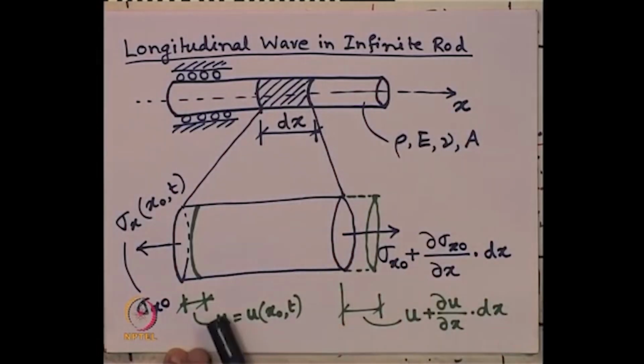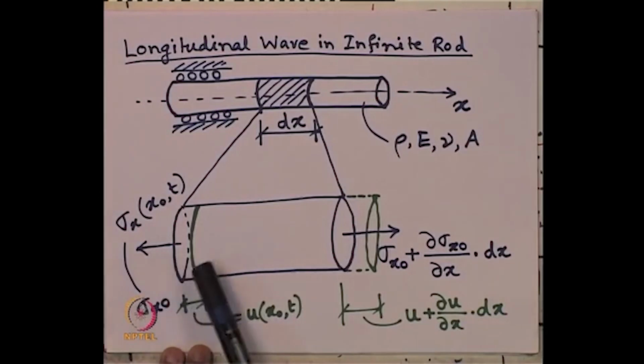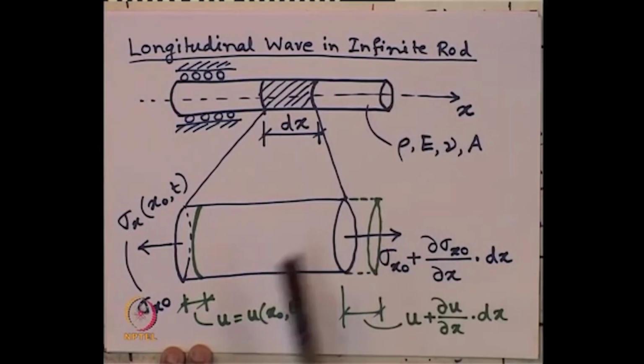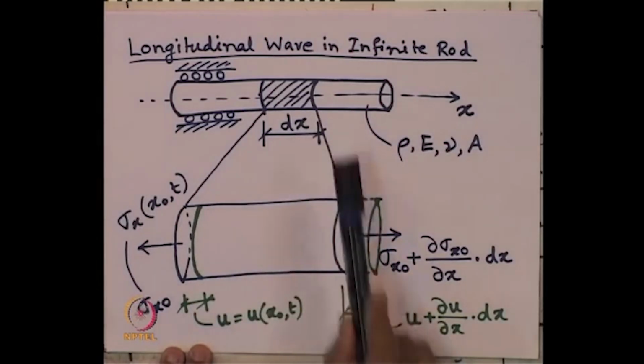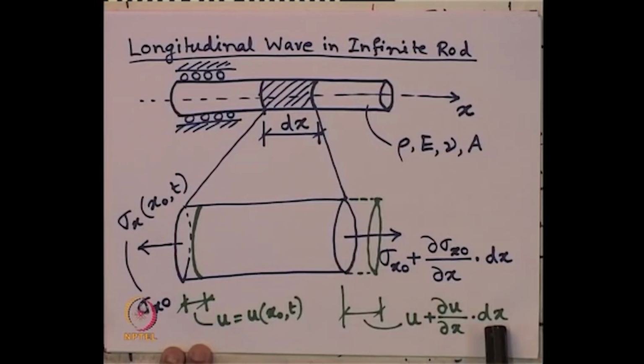And corresponding to that, what is the displacement at both the ends of this small element? At this end, suppose due to the passage or travel of that wave, the movement of the particle at that end is u, which is a function of x naught and t once again, and at this end let us say there is an increment in the change of that function u over the length dx, which is del u by del x into dx.